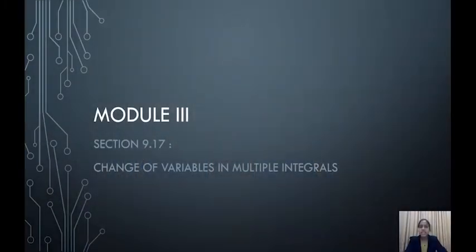We are going on to the last section of our third module, that is section 9.17. In this section, we shall be discussing the change of variables in multiple integrals. We are familiar with the changing of variables. If you are given a double integral, or any line integral, we mostly solve that particular integration with the help of the method of substitution, right?